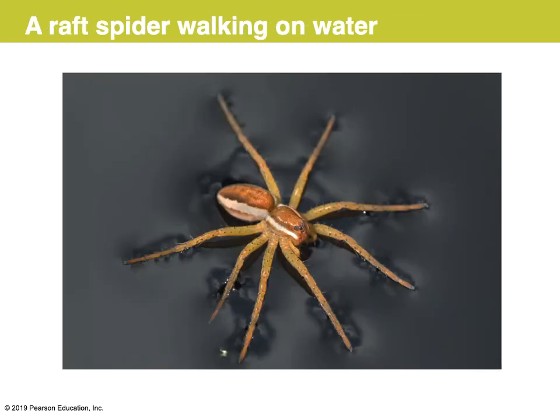Here's an example of surface tension. This is a type of spider that can literally run on the surface of water because it spreads its weight out. All those long legs, there's no large amount of weight in one spot. And so it can maintain its mass spread out enough that it won't actually punch through the surface of the water.